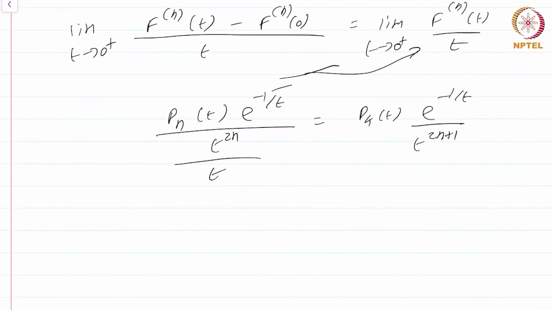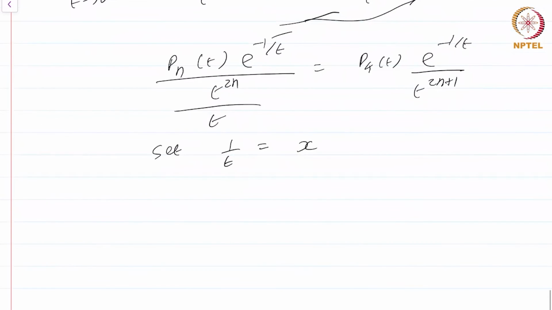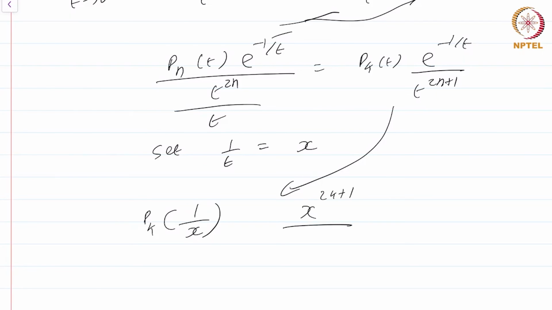Now set 1 by t to be equal to some x. So this entire expression will just become pn of 1 by x times x power 2n plus 1 divided by e power x, and now we have to compute the limit as x goes to plus infinity of this term.